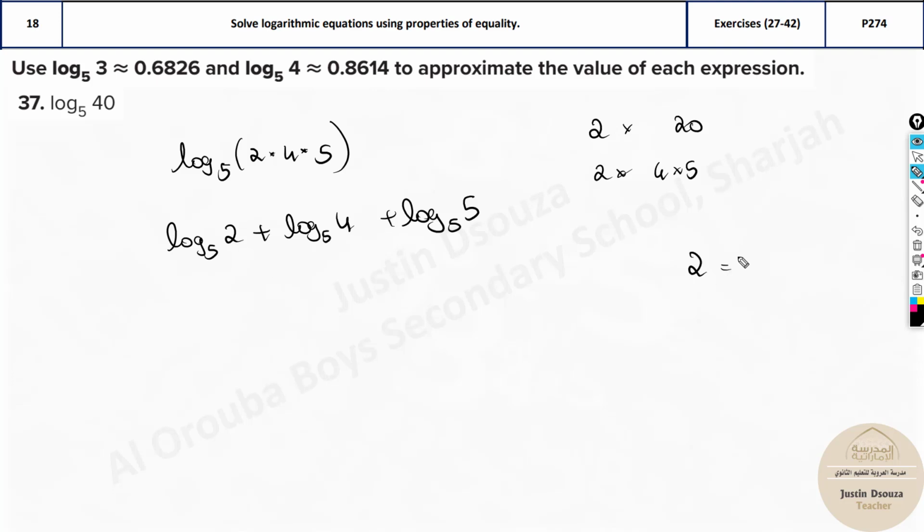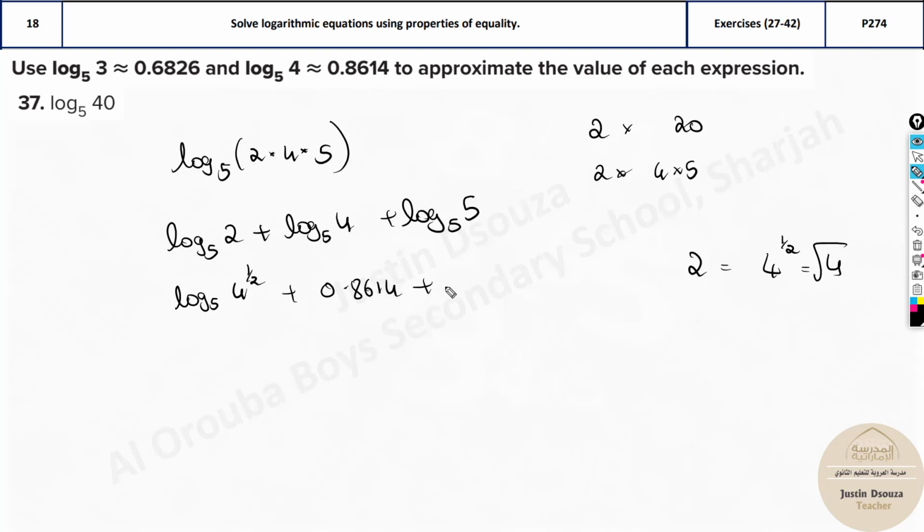2 can be written as, I know the value of 4, right? Can I write it as 4 to the power half? Because 4 to the power half means square root. Square root of 4 is 4 power half, that is 2, right? So I will not write 2, but I will write 4 power half plus, what is log base phi over here? The log base phi 4. It's there over here.